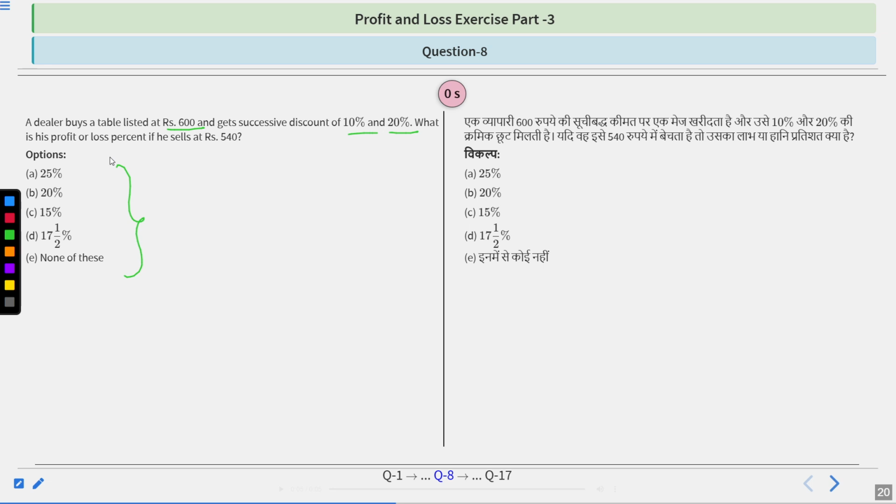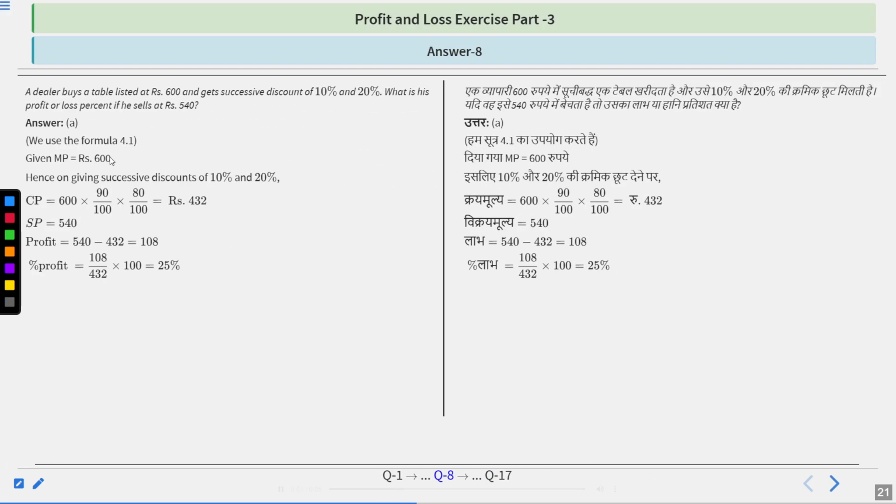Now time's up. Let's see the solution. Now the question says that a dealer buys a table listed at 600 rupees. Clear? So we know that the marked price is 600. It is given in the question. And he is given two successive discounts of 10% and 20%. What will be the cost price? So we can calculate it by applying the discounts, and the selling price given is 540.